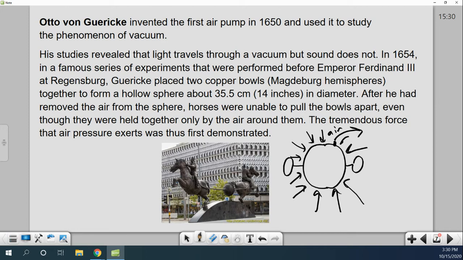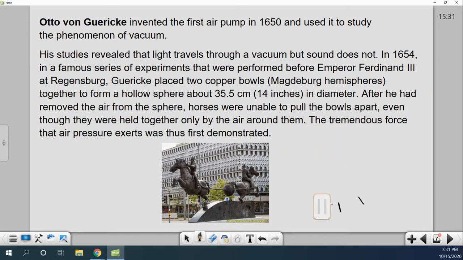And that crazy amount of force that air pressure actually exerts, that's kind of the first demonstration of how strong that force can be. And so you see we got this drawing here of the 2 horses trying to pull these giant bowls apart right in the middle. So it's a very famous experiment. I've got a couple mini Magdeburg hemispheres, and so we're going to take a look at some of that probably next class, and play around a bit with the Magdeburg spheres, see what we can do.